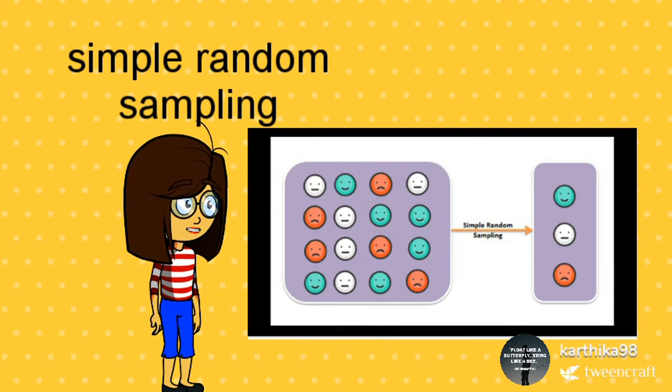Okay, next one is random sampling. Random sampling is also known as probability sampling, where the researcher will be choosing the sample from a given population randomly. So we can say that random sampling is a sampling method that allows for randomization of sample selection.